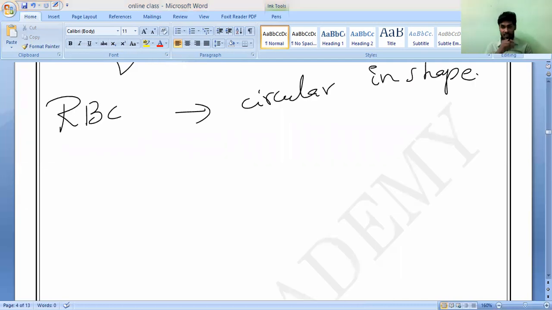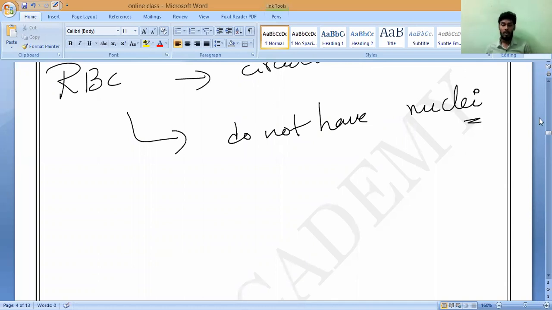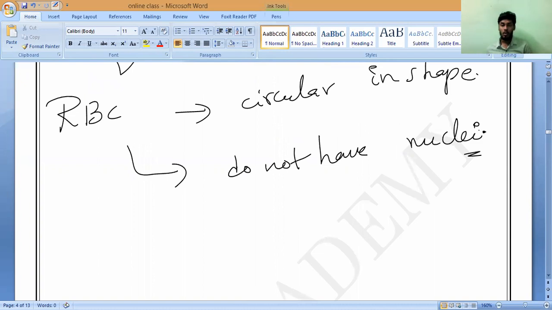So RBCs are circular in shape, and you remember, red blood cells do not have any nuclei. They do not have nuclei. That is what you have to remember. That means they do not contain a nucleus and other components of a nucleus. So red blood cells are circular in shape and they do not have any nuclei.